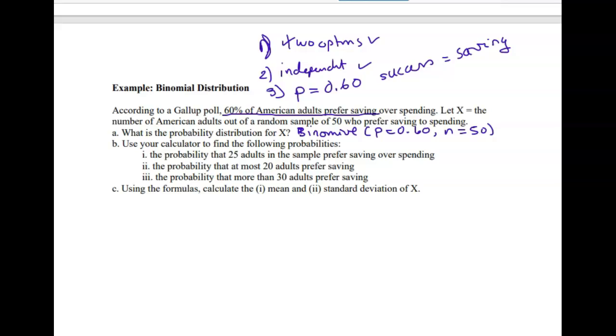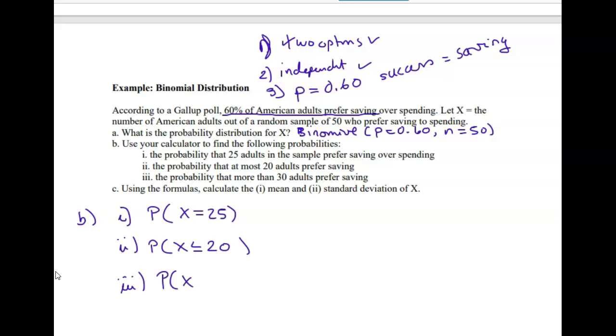In part B, we're going to find some probabilities. Part 1 says find the probability that 25 adults in the sample prefer saving over spending. So we're doing x equals 25. Number 2, the probability that x is at most 20, so x is less than or equal to 20. And part 3, the probability that more than 30 prefer saving, so x is more than 30.